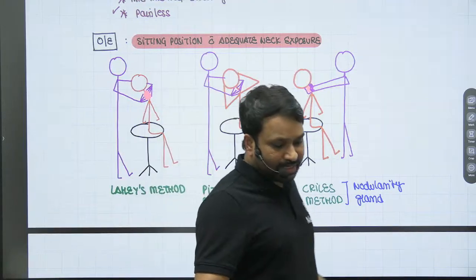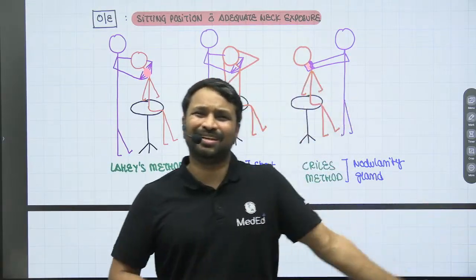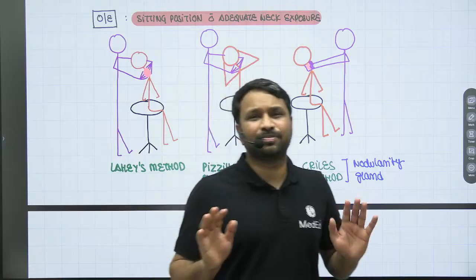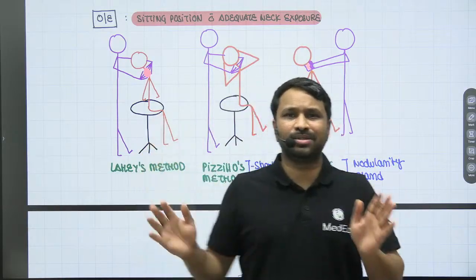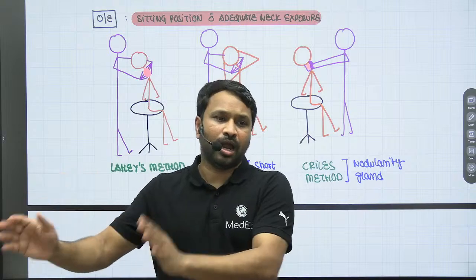So you have the Lahey's method, the Pizzillo's method, and the Crile's method. पूछ पूछ के थका देते. यही 3 methods है यार. ठीक है, ज्यादा इसमें कोई झोल नहीं है. It's a very simple thing that how you are going to comprehend that how do you examine: Lahey's method, Pizzillo's method, and your Crile's method.